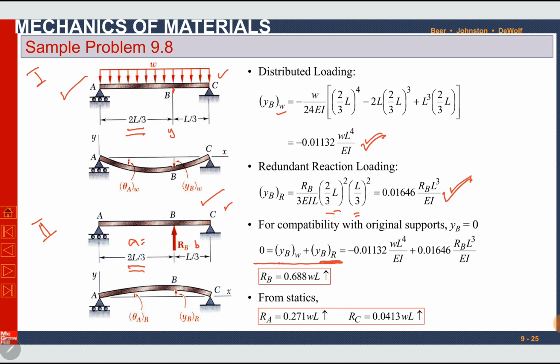We can simplify it. There is only one unknown, RB. So RB is calculated as 0.688 WL, and the value is positive, so it is upward. Okay, now we know RB.